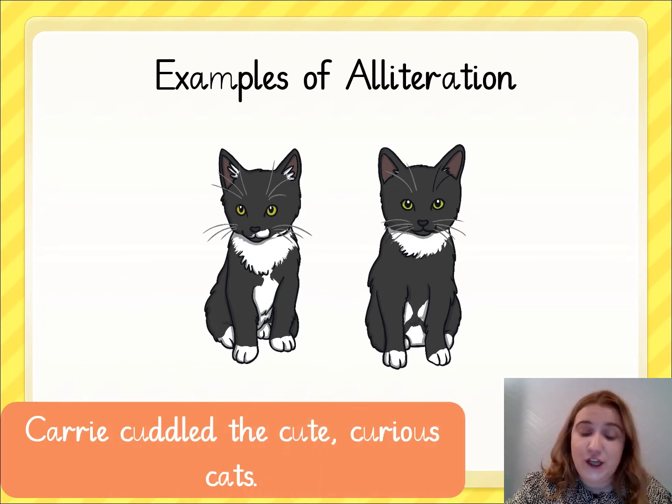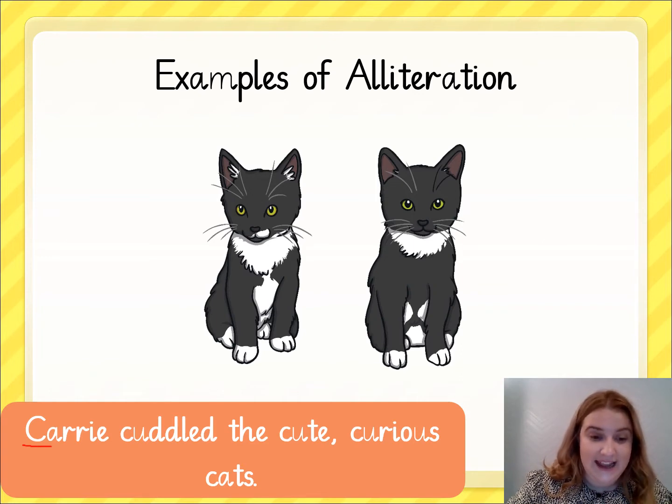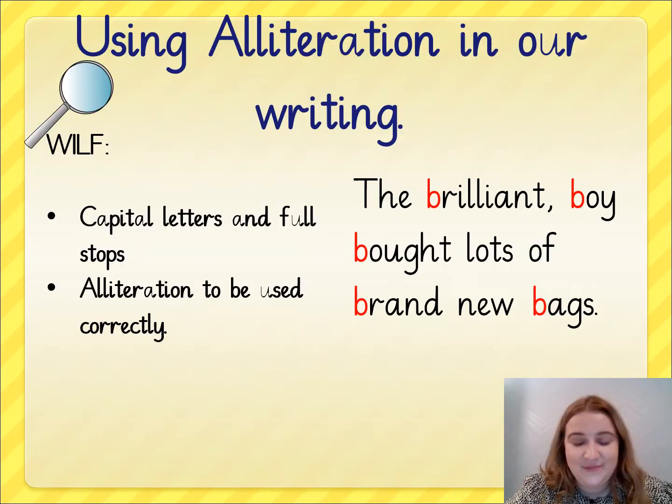Carrie cuddled the cute, curious cats. The letter C is used. It's repeated to create alliteration. In our writing today, I'm going to ask you to think of some examples of alliteration. Remember, alliteration is when we use the same letter in the words in our sentence to create the same sounds.